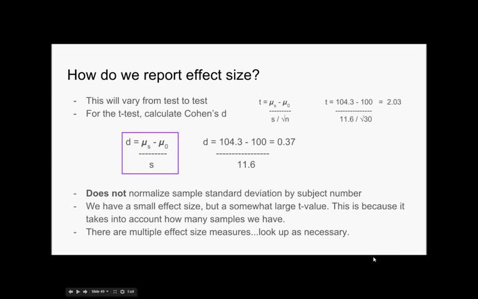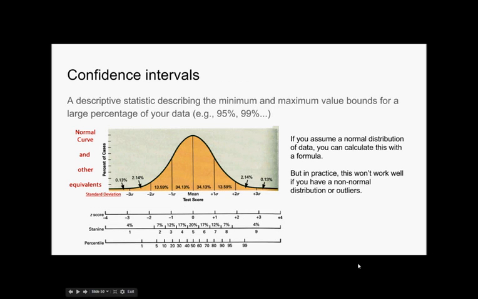This is a pretty small effect size, but we have a somewhat large t-value. This is because the t-value takes into account how many samples we have, and since the standard deviation of our samples is pretty low, this boosts the power of our test. So even though we have a small effect size, we have a large t because we have plenty of samples to confirm that the tiny effect size is actually present. And as I said earlier, there are multiple effect size measures that you can use depending on the test. There's even a different one for the t-test that I'm not covering here. So look those up as necessary to report your effect sizes in your papers.